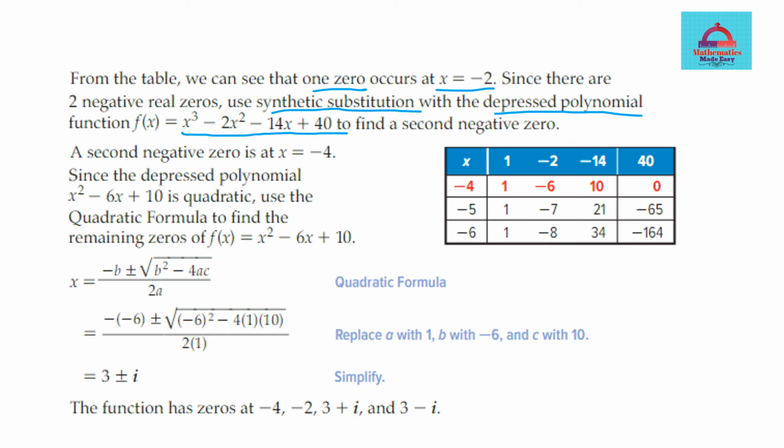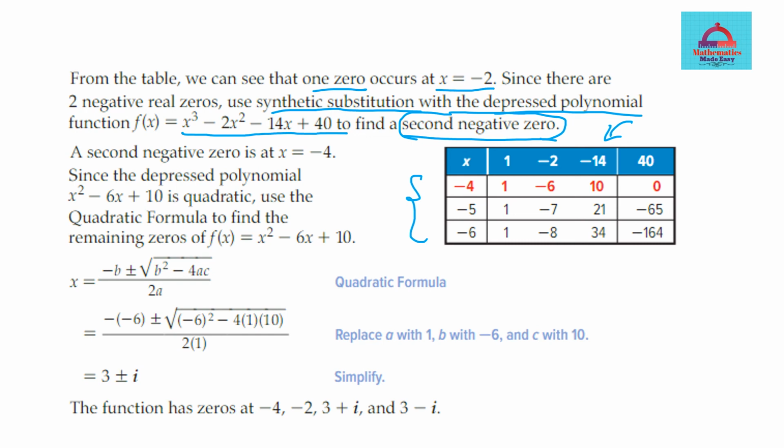Now we need the other. We need the second negative zero. What is that? So we are going to do the same thing, synthetic substitution with this polynomial now. So 1, negative 2, negative 14 and 40 are going to be the coefficients on the first row. Now we are choosing three random values of x which are definitely negative because we need the second negative zero this time. So I have chosen negative 4, negative 5, negative 6.